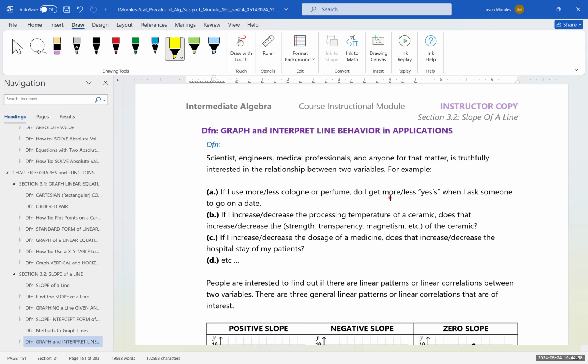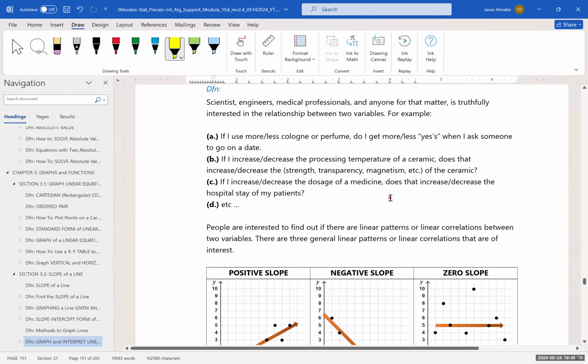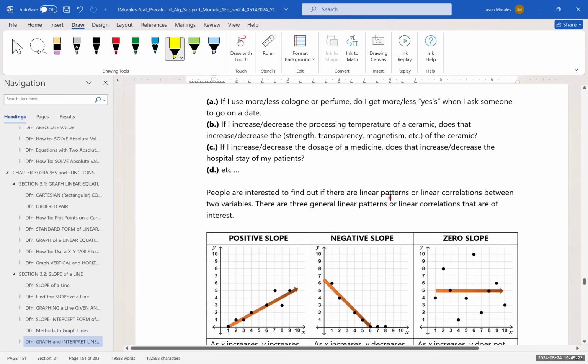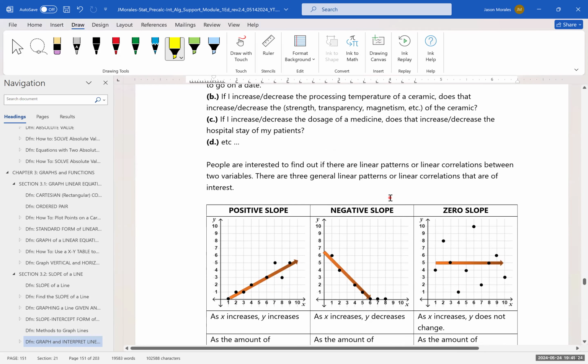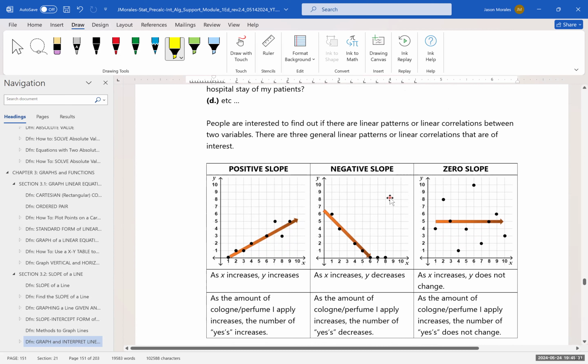If someone increases or decreases the processing temperature of a ceramic, does that increase or decrease the properties of that ceramic? If someone increases or decreases the dosage of a medicine, does that increase or decrease the hospital stay of the patients, etc.? So people are interested to find out if there are linear patterns or linear correlations between two variables. And there are three general linear patterns or linear correlations that are of interest.